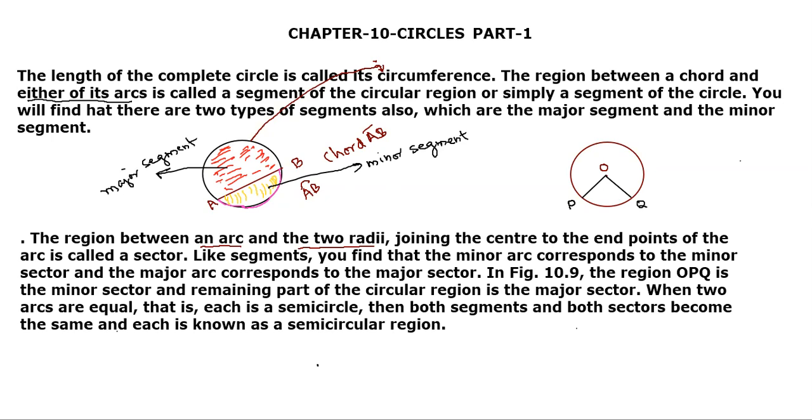This is the arc. The region between this arc and these two radii, this radius and this radius, this region, is called a sector. Again, you have two sectors, minor and major. This inside one is the minor sector, and the outside one is the major sector. In 10th class, you have to find the area of a sector, the area of a region. Here you have geometry.